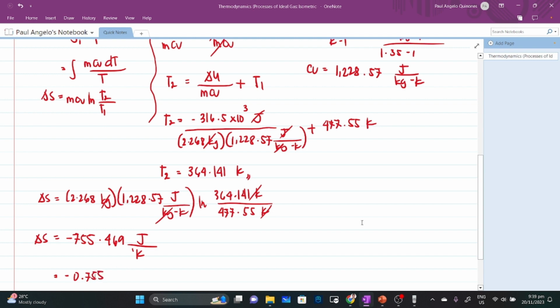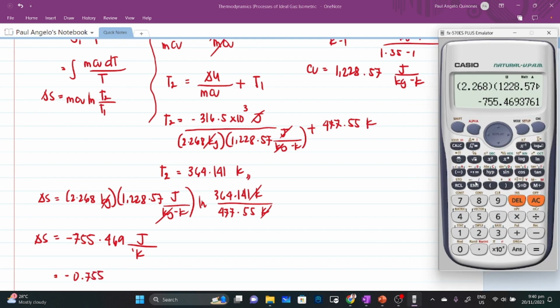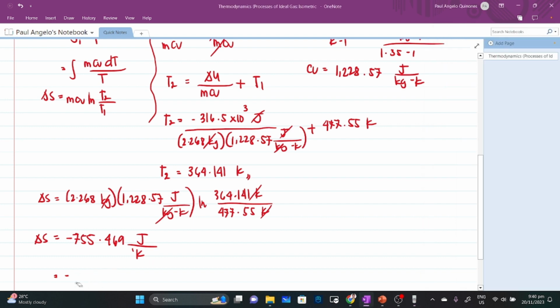We can rewrite this one as negative 0.755 kilojoules per Kelvin. If you want to see that, just press ENG. However, it translates to other parameters, so let's just stick with 755 joules per Kelvin.